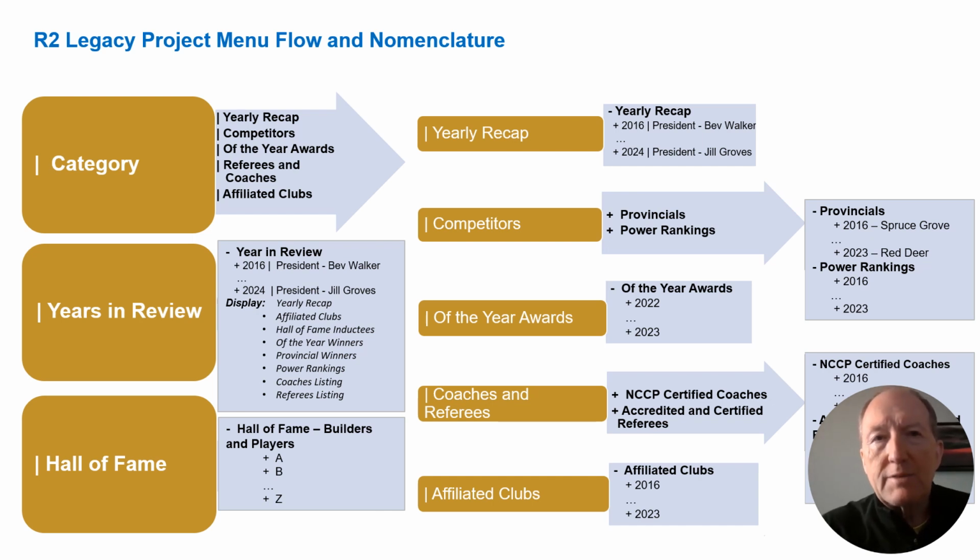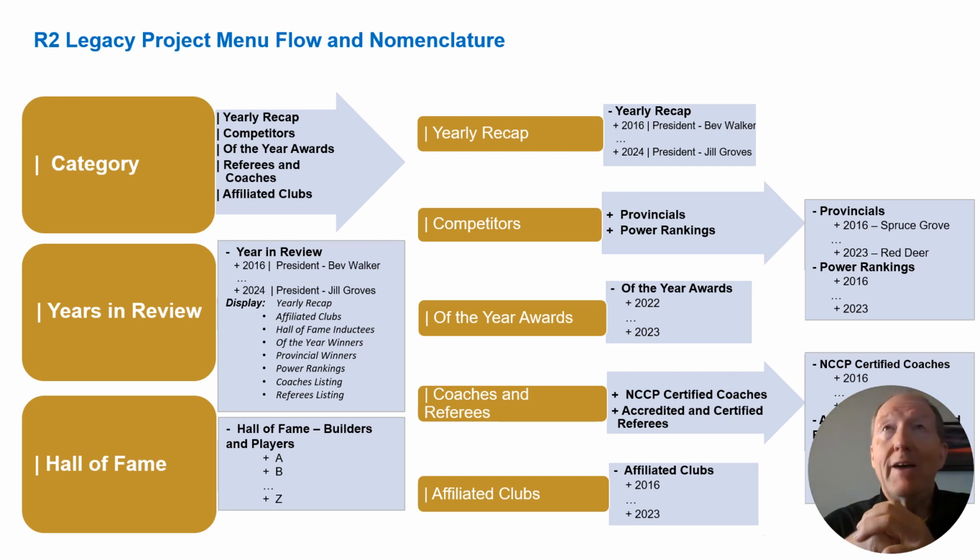The coaches and affiliated clubs, the last two menu items there in the middle, have changes. When you click on coaches and referees, the first menu items it'll pull up are NCCP certified coaches and accredited and certified referees. When you click on NCCP certified coaches, what it does is it lists the years. Before, when you clicked on certified coaches, it just put all the coaches from all the years into one tab. In the new spreadsheet I've got all the coaches broken out by who was awarded their certifications each year. The same thing for referees. How many referees do we have in 2016? How many do we have in, for example, 2017? I think we had 2.